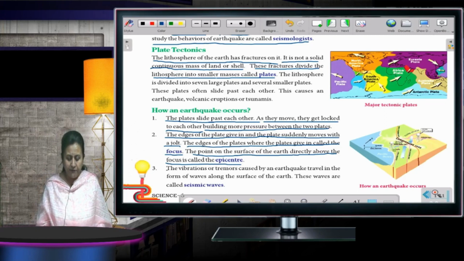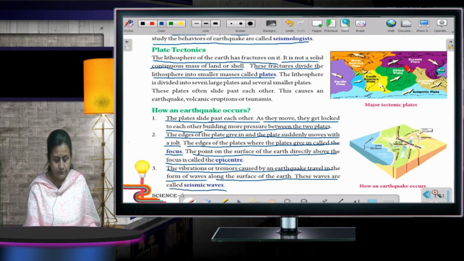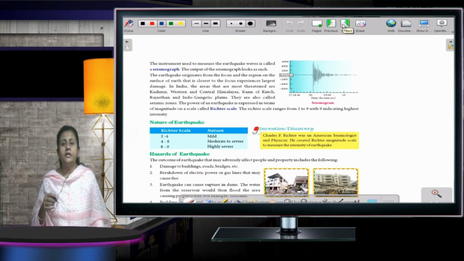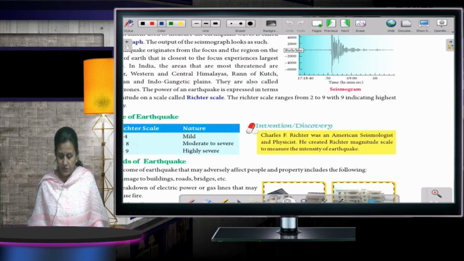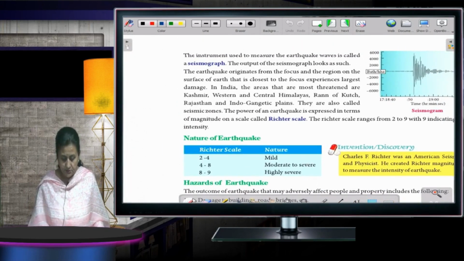Okay. The vibrations or tremors caused by an earthquake travel in the form of waves along the surface of the earth, and these waves are called seismic waves. Fine, children? Now I'll tell you about the instrument which we use to measure this. That is called a seismograph. Okay? The instrument used to measure earthquake waves is called a seismograph.